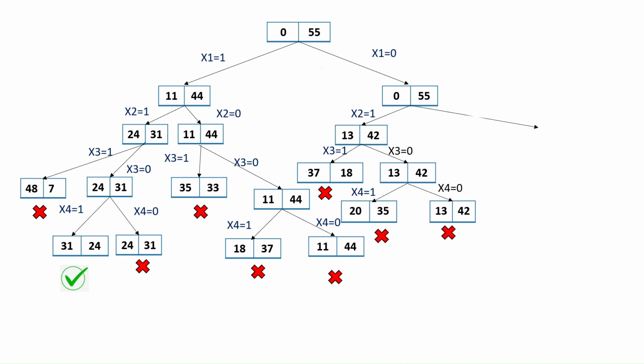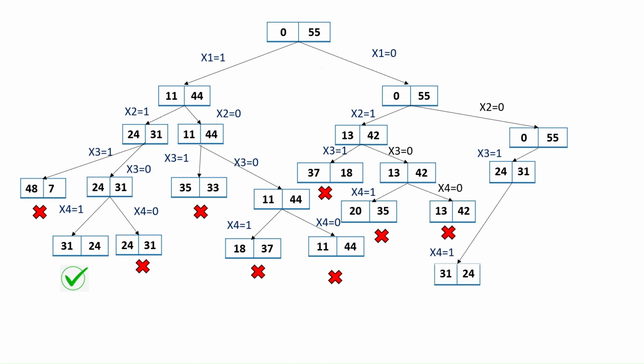So at x2 equals 0, the values 0 and 55 remain constant. At x3 equals 1, the x value is 24. So 0 plus 24 is 24, and 55 minus 24 is 31. And then at x4 equals 1, the x4 value is 7. So 24 plus 7 is 31, and 31 minus 7 is 24. Here the sum of subsets is 31. So this is one more solution.